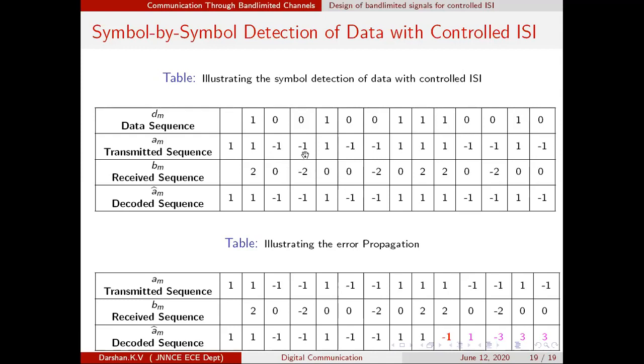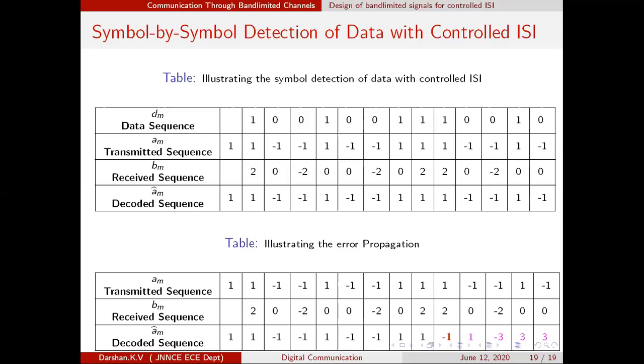Here, consider you have transmitted -1, correct? So you are not receiving only -1. You are also receiving the previous transmitted symbol. So therefore what has happened? -2. So on and so forth I am writing. Just observe the second row and the third row. What have you transmitted and what are you receiving? So this is the effect.